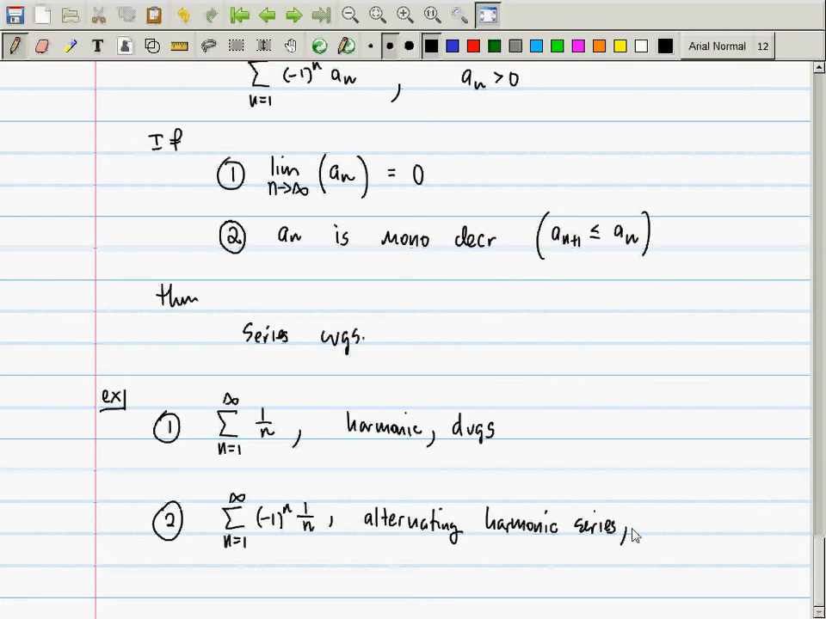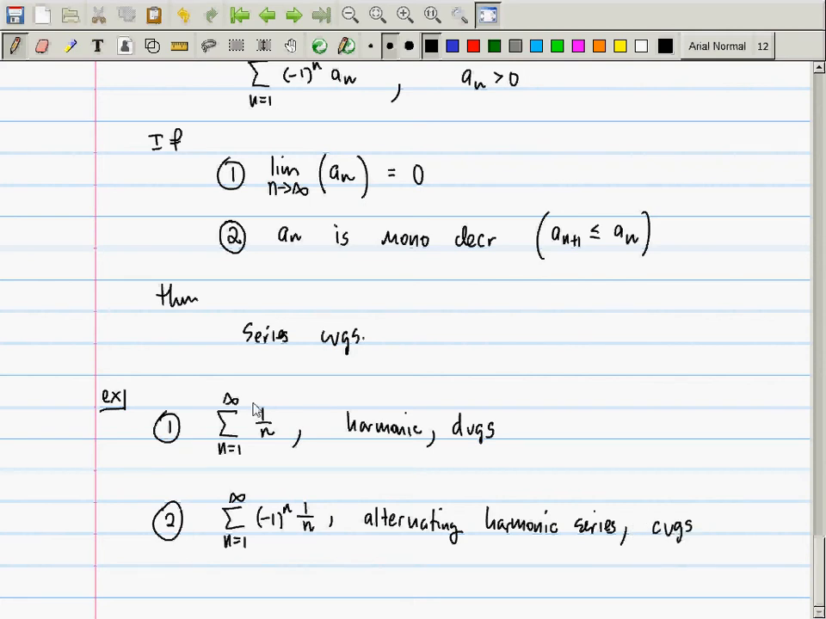Well, let's have a quick look. In the alternating series test, what is an here? 1 over n, right? Just this part, not the alternating part. So what is the limit of this? 0. Is this monotone decreasing? Yeah. So does the alternating harmonic series converge? Sure does. It converges.